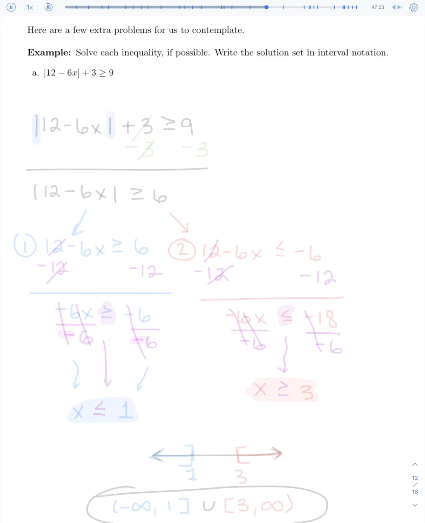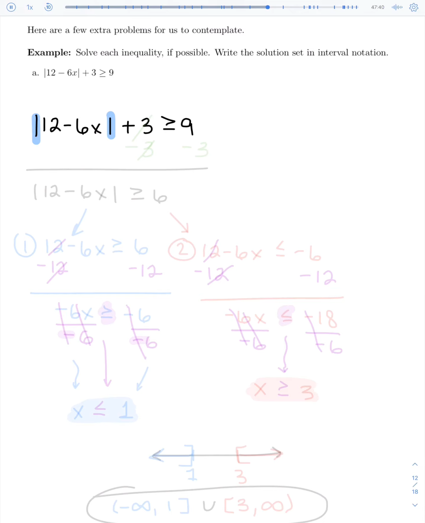Let's take a look at a few more. Let's take a look at the absolute value of 12 minus 6x, plus 3, is greater than or equal to 9, to at least start. So, first of all, we need to get the absolute value by itself.